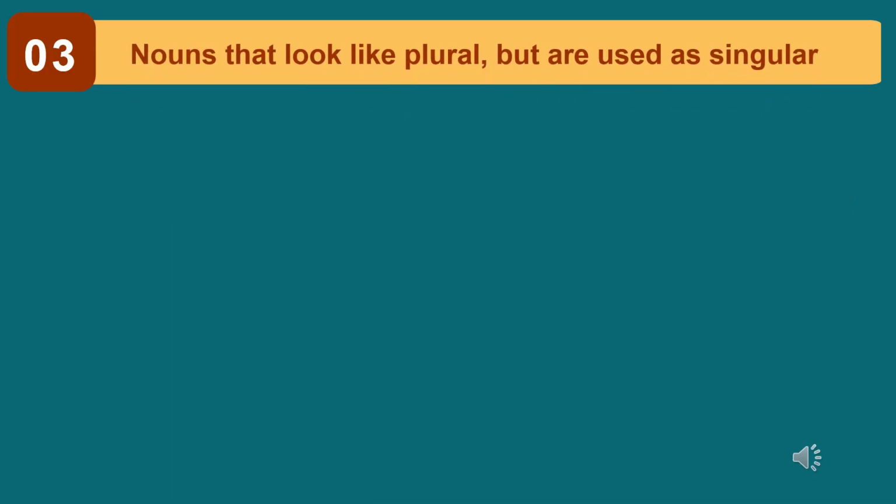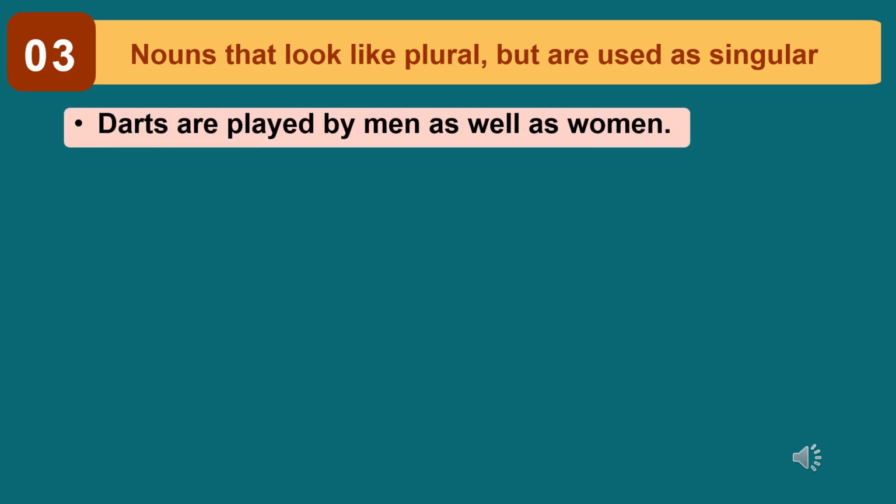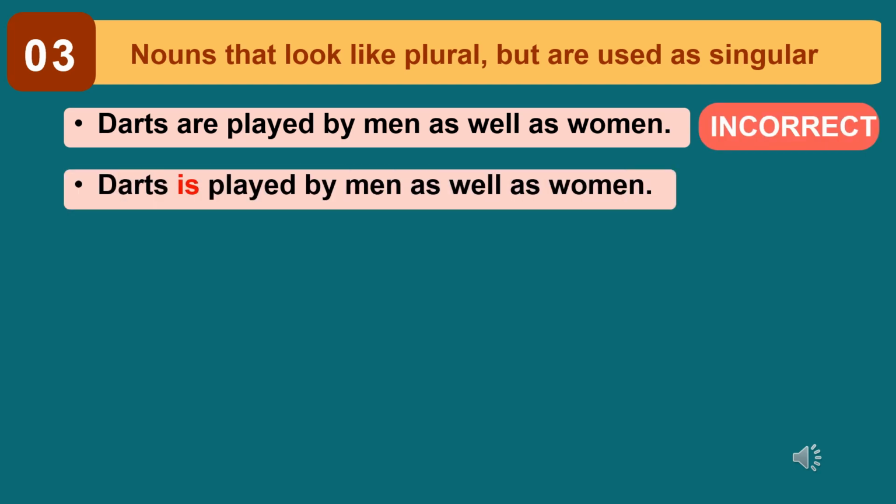Rule 3. Nouns that look plural but are singular. Some nouns end in s and look like they are plural, but they are actually treated as singular. They take a singular verb. Let's look at the example. Example: darts. Incorrect. Darts are played by men as well as women. Correct. Darts is played by men as well as women.